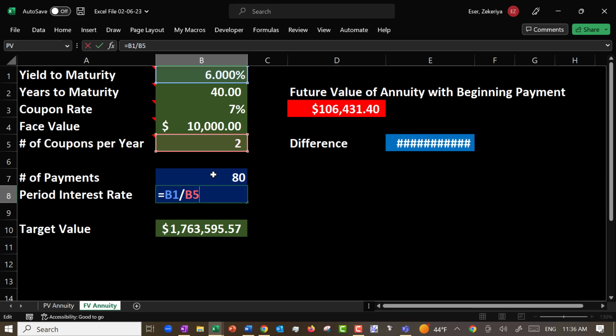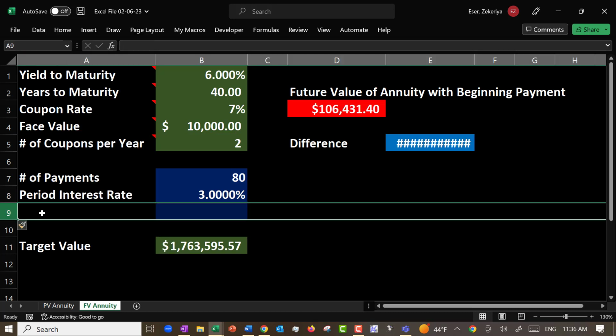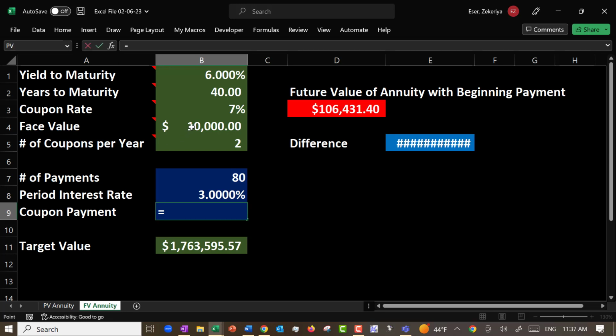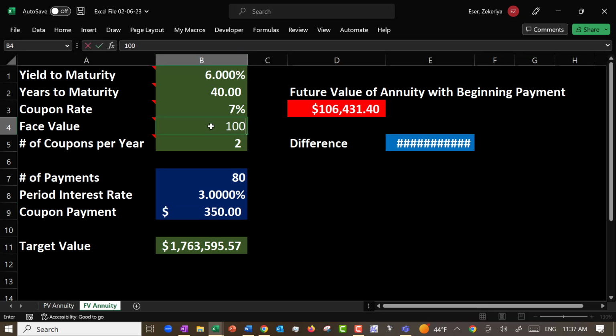I'm going to add one more intermediate value. Coupon payment. Take the face value, multiply it with coupon rate divided by coupons per year. Of course, that's not a percentage, that's a dollar. I will leave that as is. And let's call this bond value.